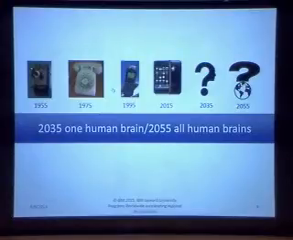But what will it be like in 2035 and 2055 if Moore's law continues? By 2035, my phone will, for $1,000, have the ability of a human brain. And by 2055, my phone will have the ability of the entire population. So what does that mean?